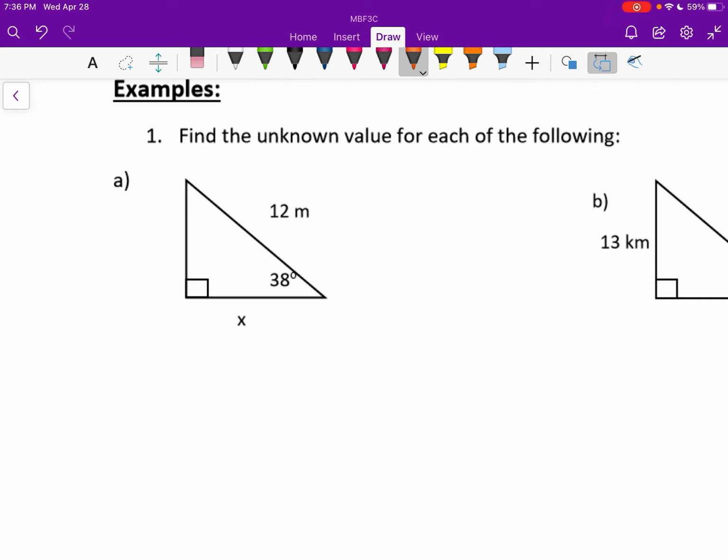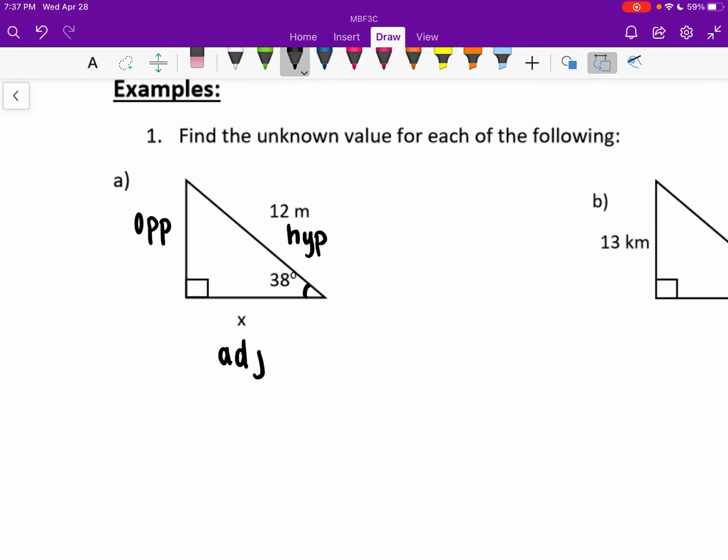And just go label your sides. So I know this is my hypotenuse. I know this is my opposite. Or sorry, this is my adjacent rather. Because the angle I'm given is 38, so that's my adjacent. And then my opposite is over here.